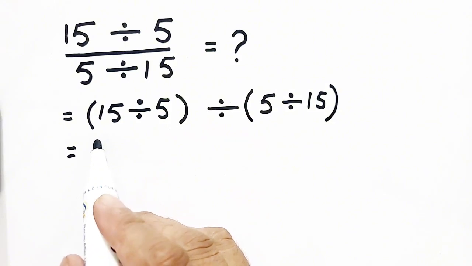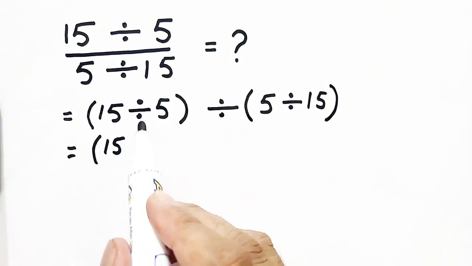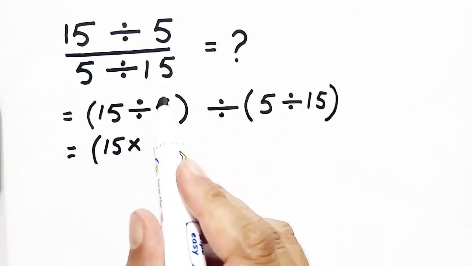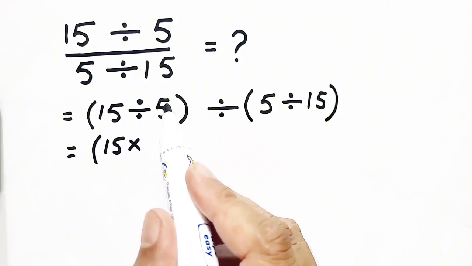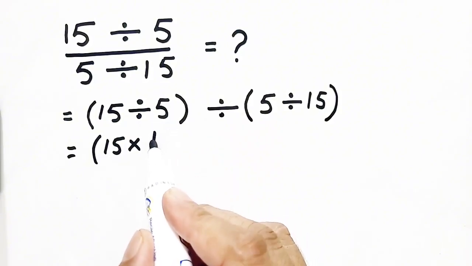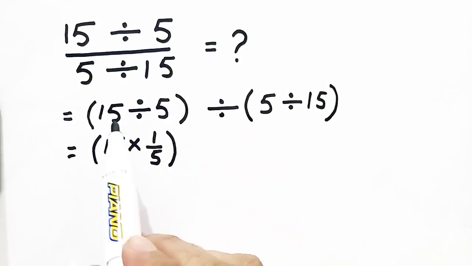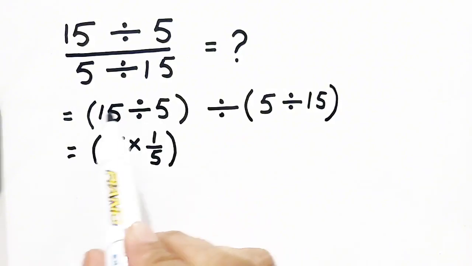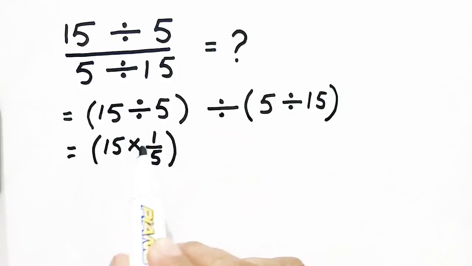KCF, which is keep first one, change division into multiplication, and take reciprocal of 5 or flip it. It will be 1 over 5. You can simply divide 15 divided by 5. It is 3. But I am following KCF rule.